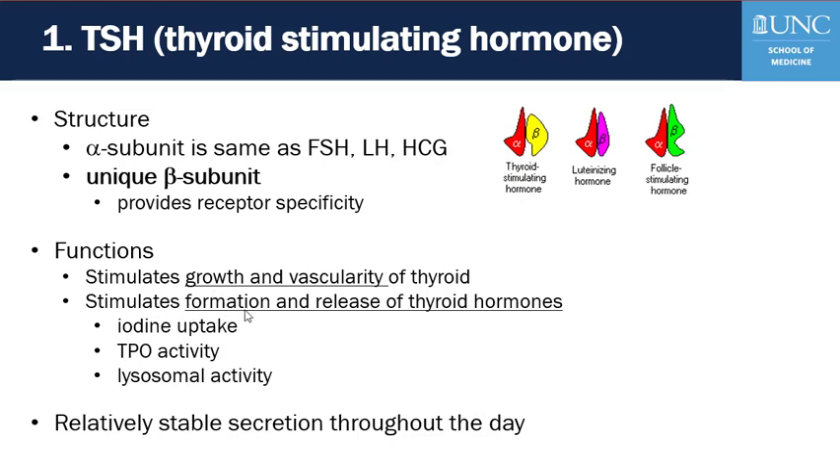TSH function, as you might expect, is to stimulate growth and vascularity of the thyroid and to specifically stimulate formation and release of thyroid hormones through upregulation of iodine uptake into the gland, through increased thyroid peroxidase activity and increased lysosomal activity, which allows thyroid hormone to be more readily released into the bloodstream from follicular cells in the thyroid. TSH secretion is relatively stable throughout the day, which is different from what we saw with ACTH, LH, FSH, and several other pituitary hormones. And this does make its measurement significantly easier to interpret.